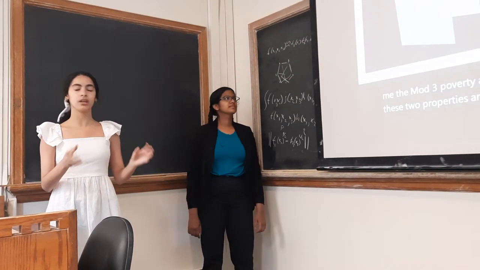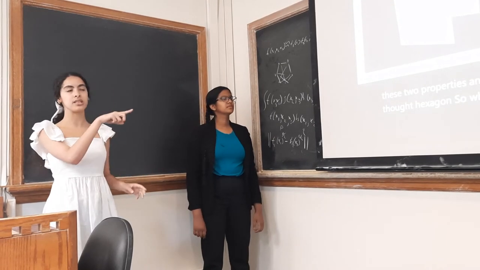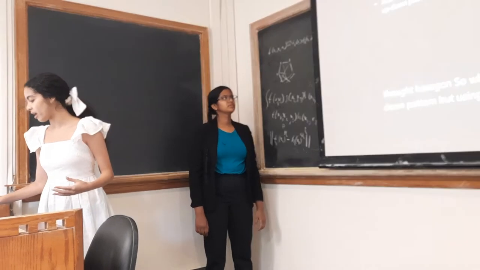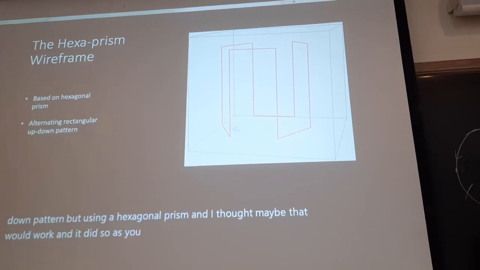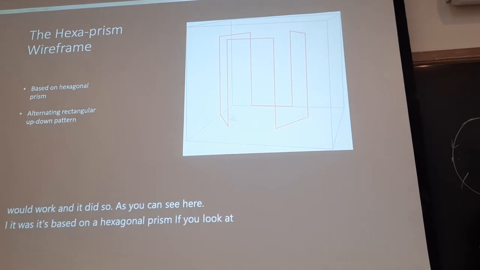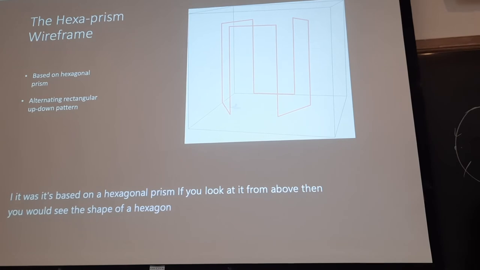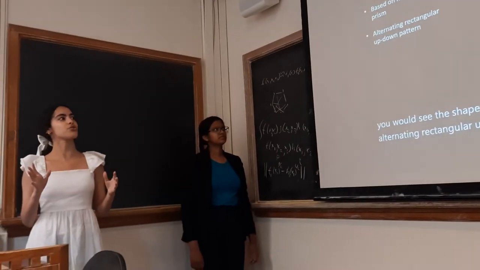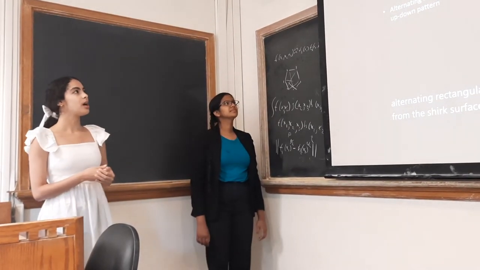And then I immediately thought hexagon. So what I thought was I would try to recreate the up and down pattern, but using a hexagonal prism. And I thought maybe that would work, and it did. So as you can see here, it's based on a hexagonal prism. If you look at it from above, you would see the shape of a hexagon. And you can also see that there are alternating rectangular up and down patterns, and that's something I stole from the Schwarz surface wireframe. And that gave me the hexaprism wireframe.